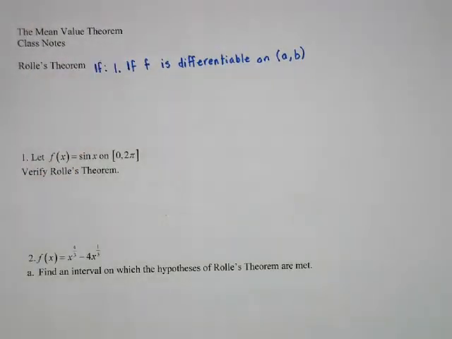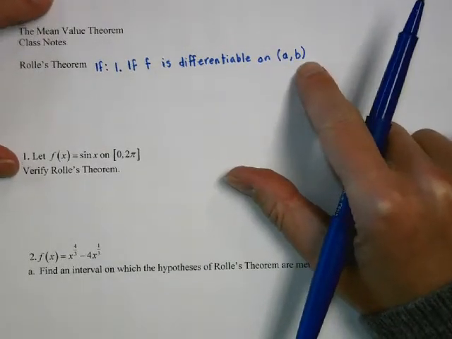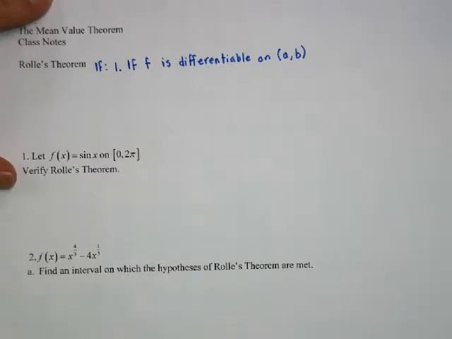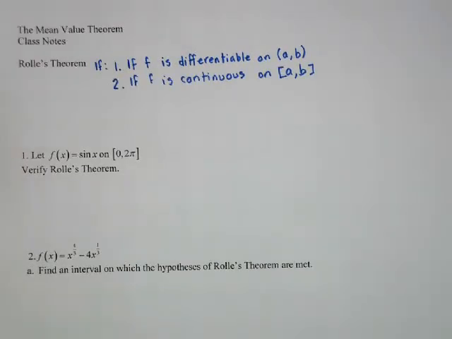The first condition is if f is differentiable on the open interval (a, b), so these brackets are non-inclusive. That's our first condition. The second condition is if f is continuous on the closed interval [a, b]. The third condition is that f of a is equal to f of b.